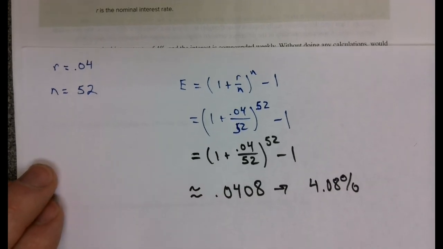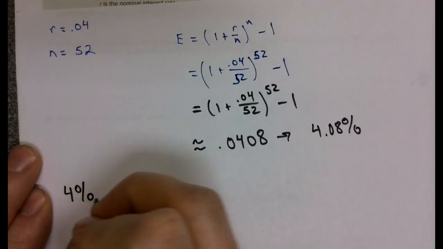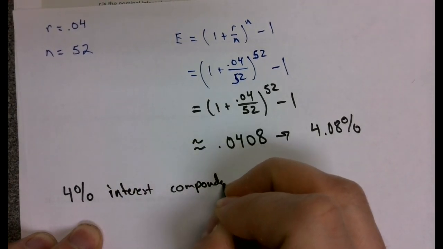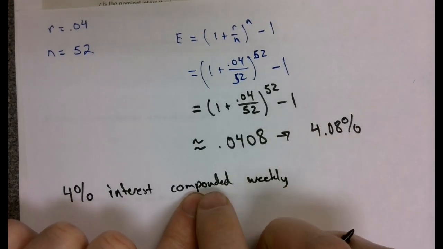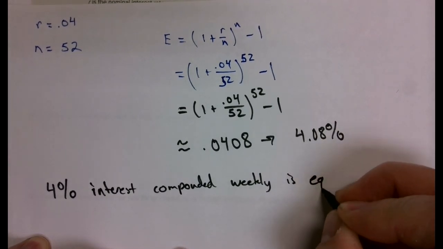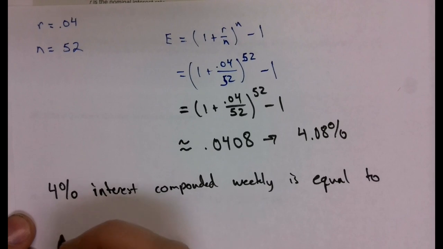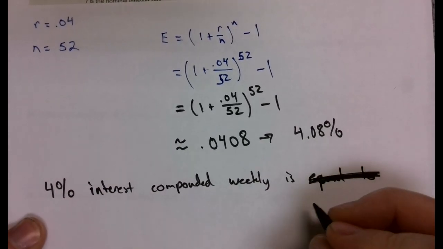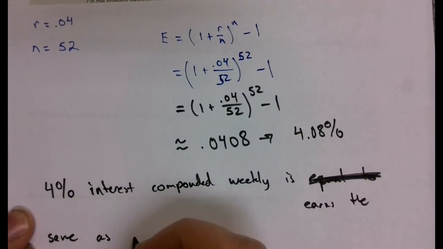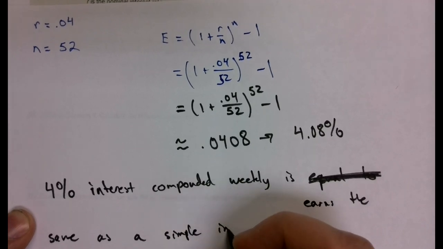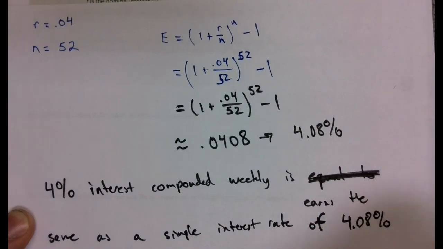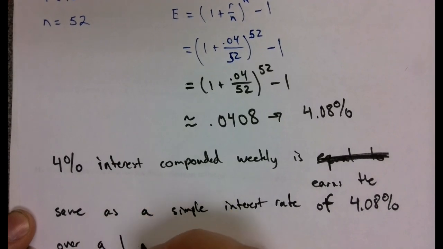Now, what is that percent? Let me write it as a sentence. What we've just discovered is that 4% interest compounded weekly, I know I spelled that word wrong, pretend there's an N next to that U, 4% interest compounded weekly is equal to, or maybe we should say this, earns the same amount as a simple interest rate of 4.08% over a 1-year period.